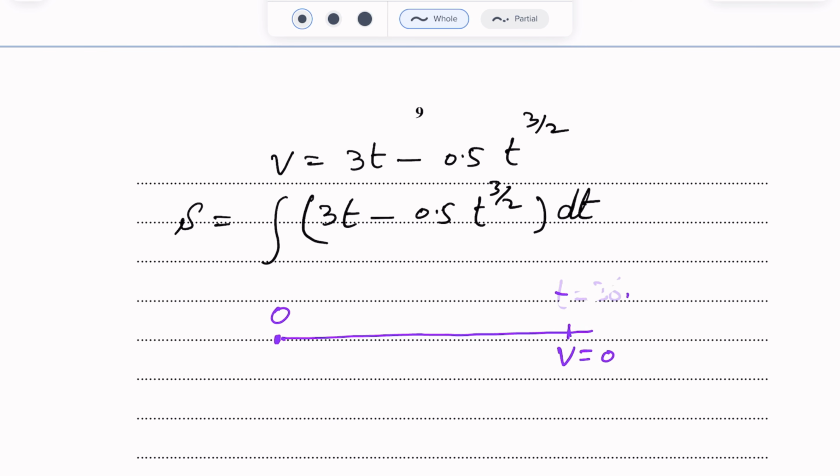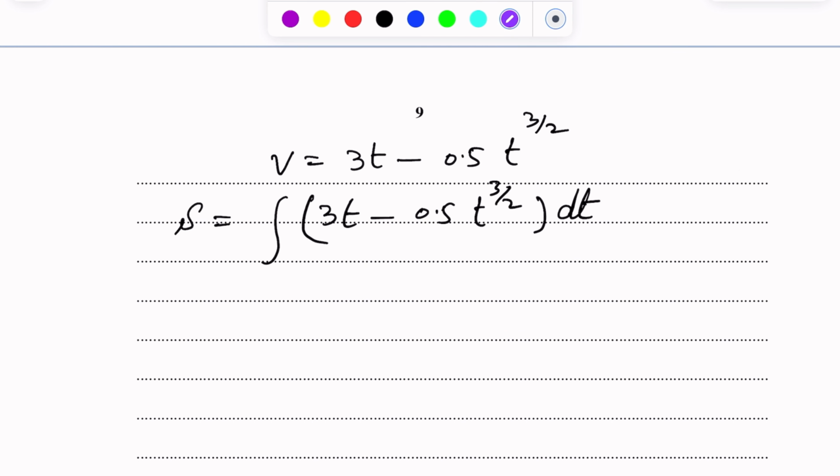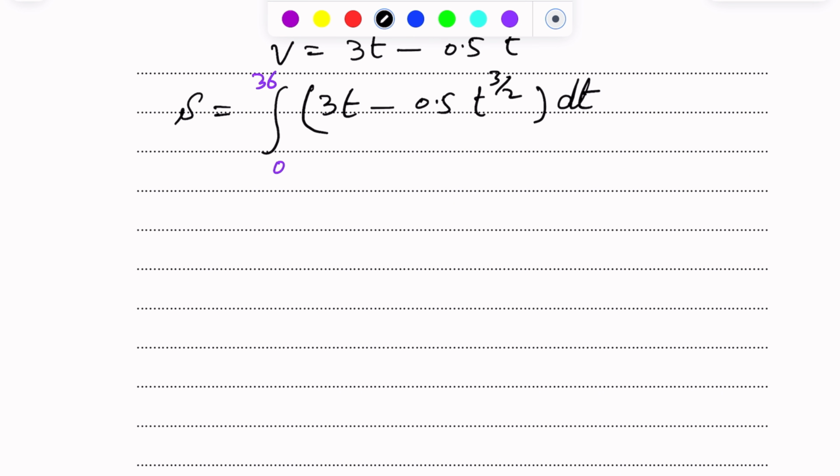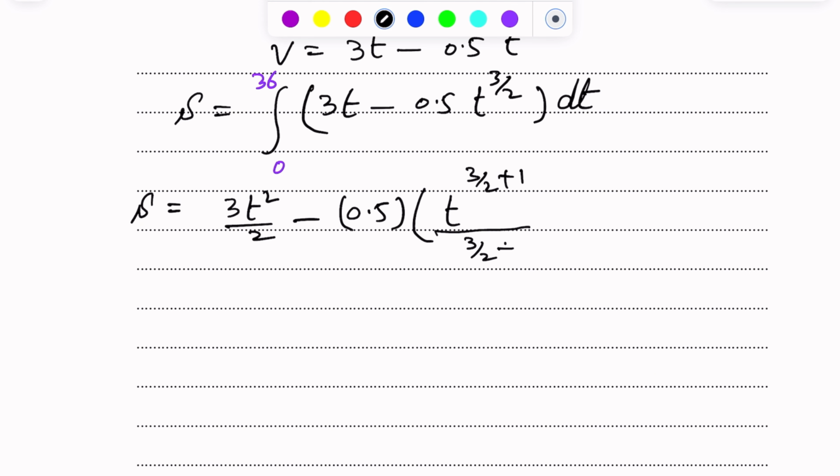So limit is 0 to 36. Now we are integrating 3t. Integration of 3t is 3t square over 2, minus 0.5 remains as such because it is a multiple. We will add 1 in the power and in the denominator, same as the power of t.